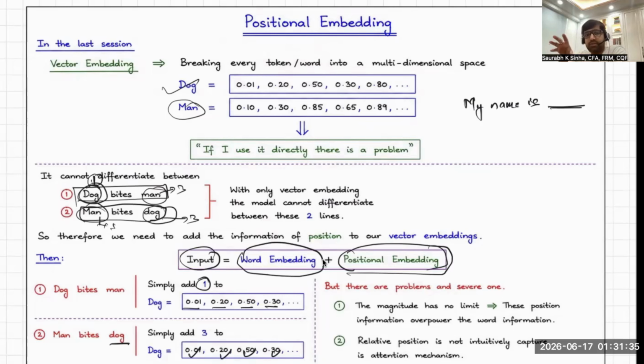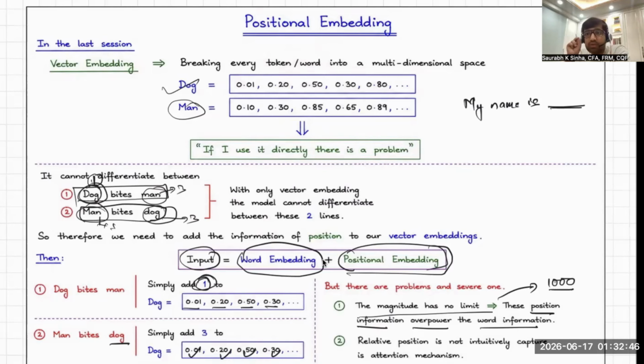Okay, it has the positional information. It also has information on whether dog is before the man or after the man in the sentence. But there are certain limitations. The first limitation is that these positions do not have any magnitude limit. Assume there is a token sitting at position 1000, then you will add 1000 to this vector. If you add 1000 to this vector, which has weights of 0.01, 0.020, 0.50, 0.30, what will happen to the information in this vector about the word itself? The position 1000 has overpowered the word information.